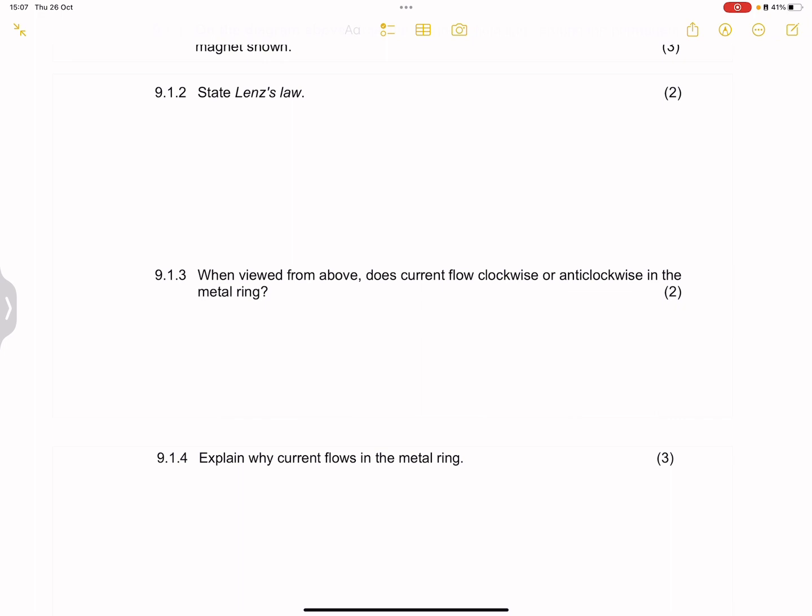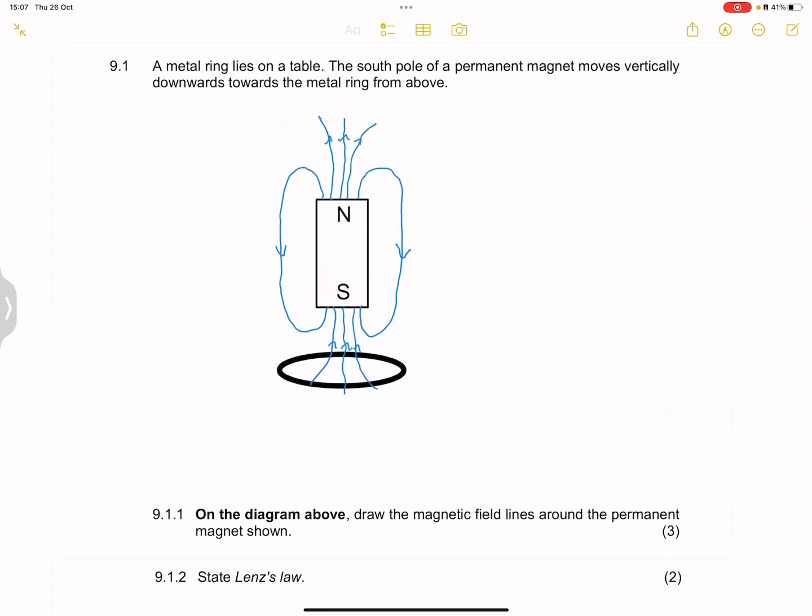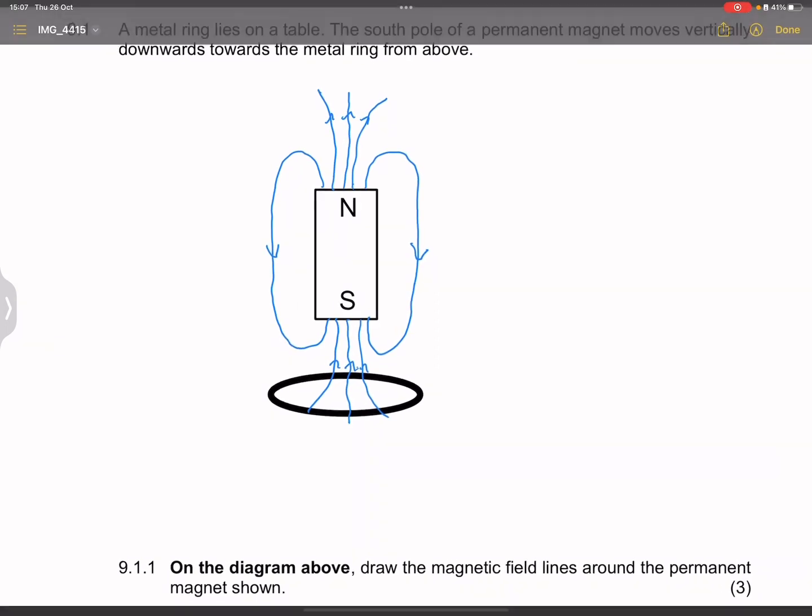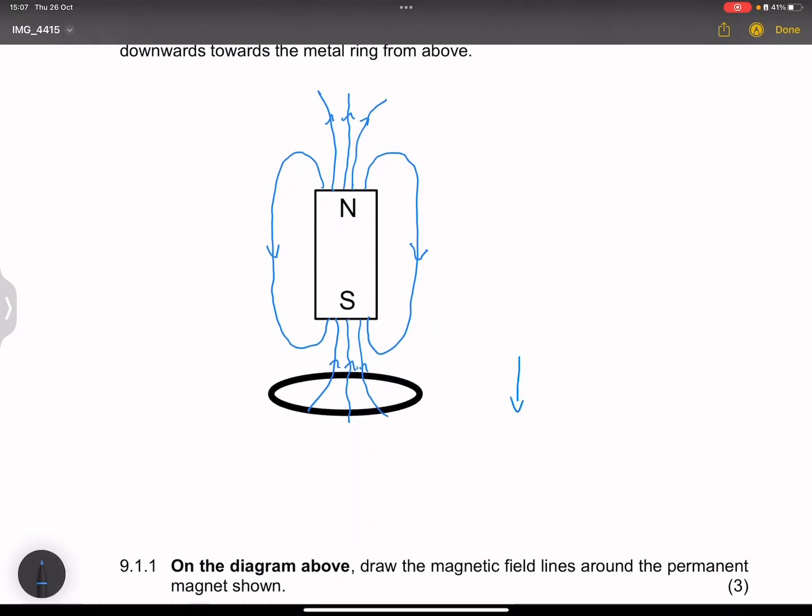Let's go on to the next question. They say to us, when viewed from above, does the current flow clockwise or anti-clockwise in the metal ring? Now, please, guys, I want you to note this. In a metal ring, according to Lenz's law, we need to make sure that the magnetic field opposes the change in magnetic flux. The change in magnetic flux in this case would be going down, so I want to make sure that my magnetic field goes up. I want you to think about it. I want my magnetic field to go up.